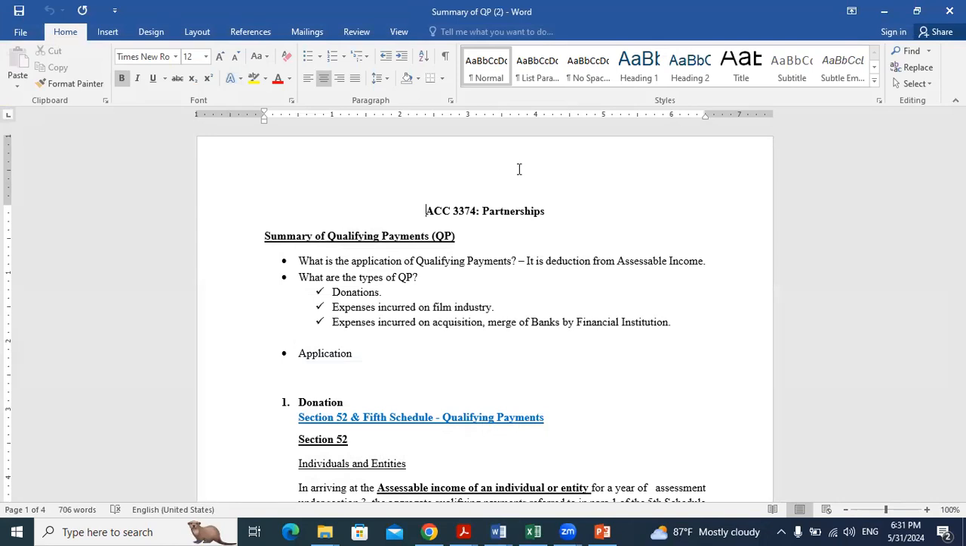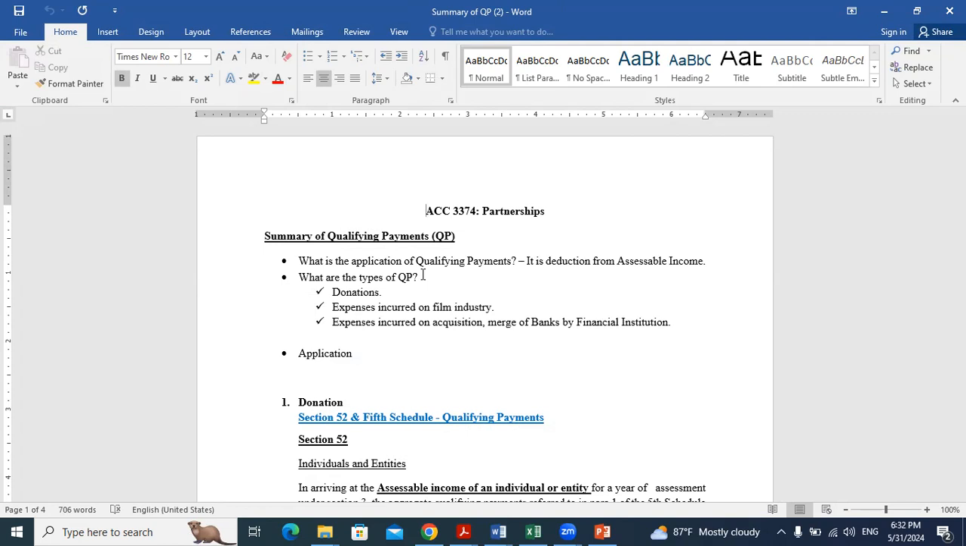So what is the application of qualifying payment? We can't define what qualifying payment is; the list of payments we can identify. So what is that? It is a deduction from assessable income, before arriving at taxable income. So what are the qualifying payments available? There are mainly three now. From this year onwards, what are the existing qualifying payments?